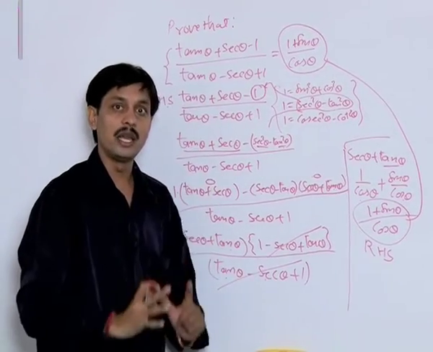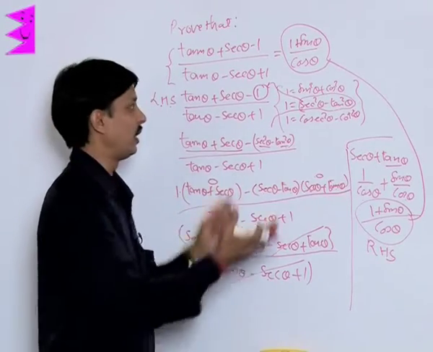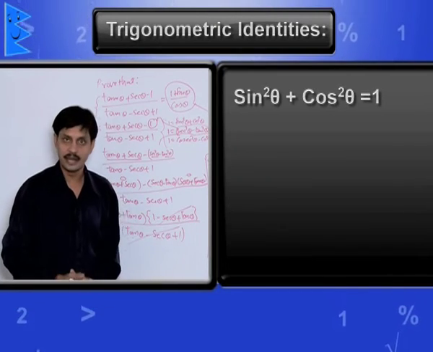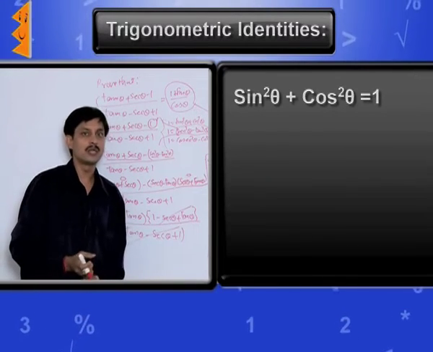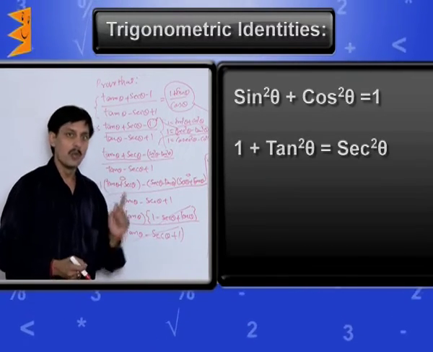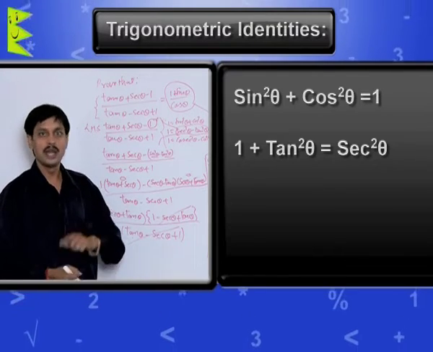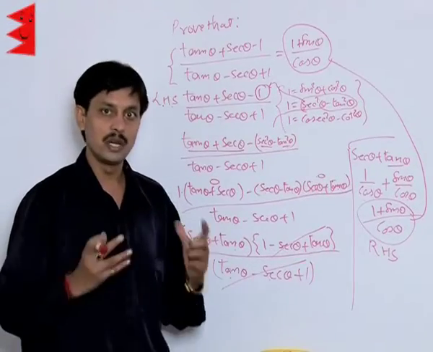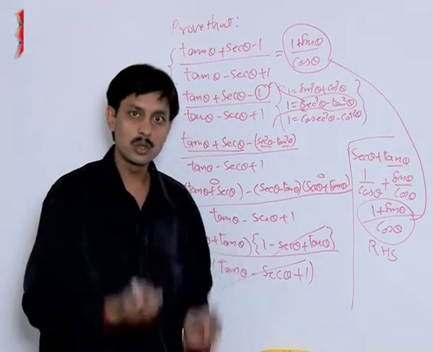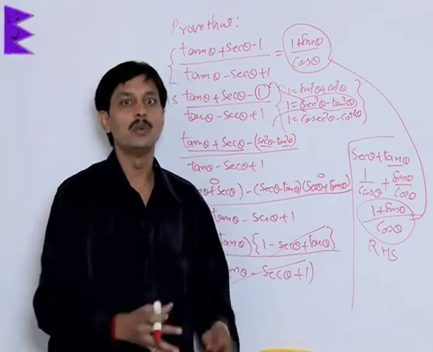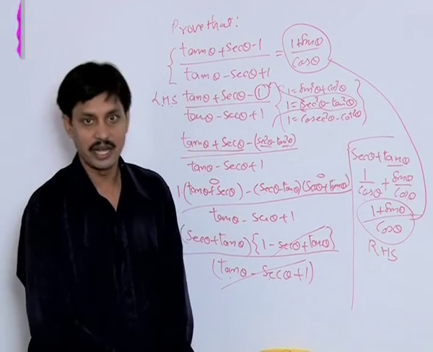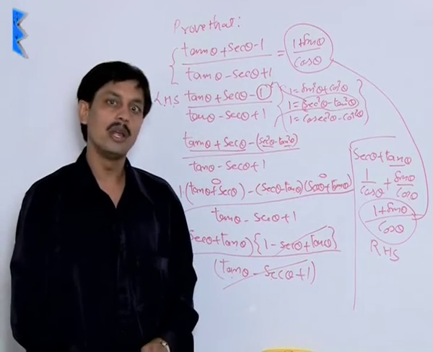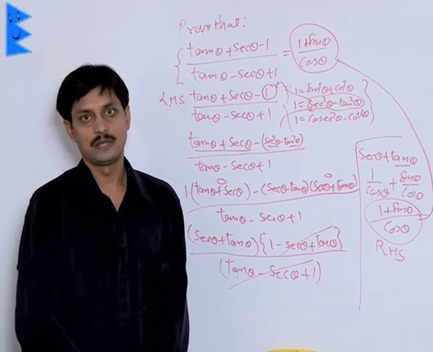So we can take any identity to prove by using the basic 3 trigonometric identities. These are sin square plus cos square is 1, 1 plus tan square is sec square, and 1 plus cot square is cosec square. We can apply these to solve any identity by using the basic 3 trigonometric identities. And now we will discuss a few more important types of questions.